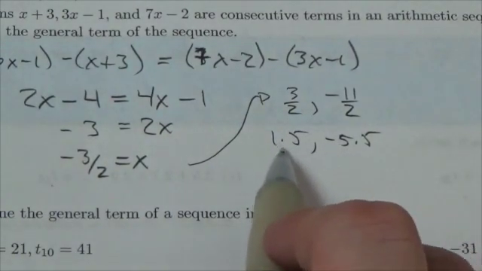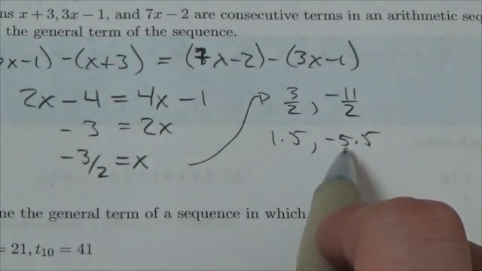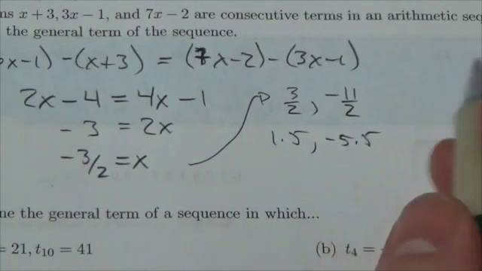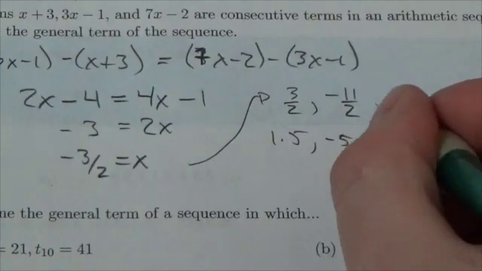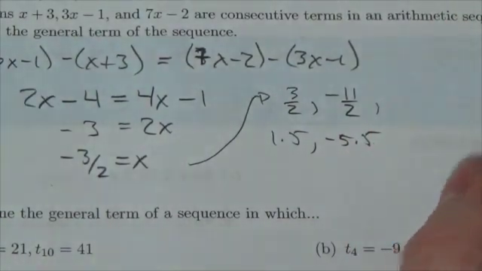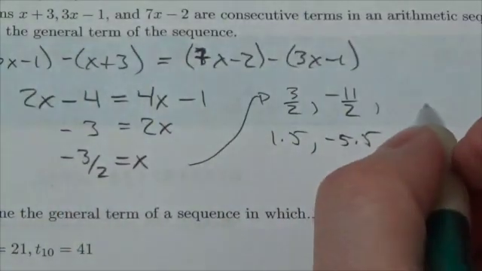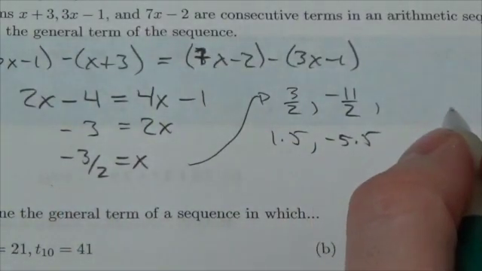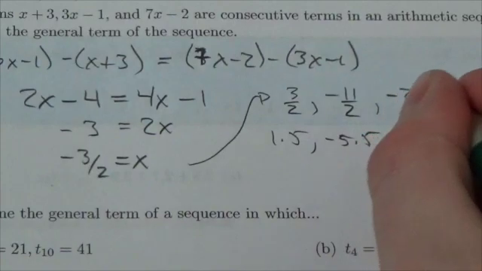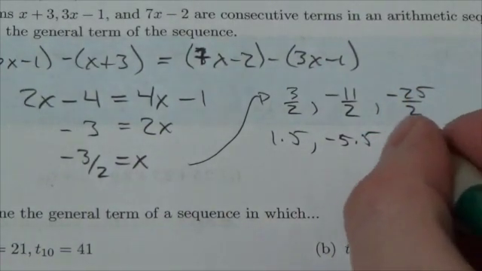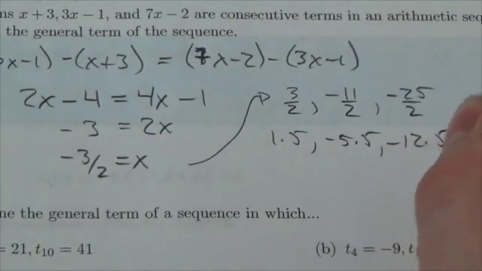Now, notice what's going on here. To go from 1.5 to negative 5.5, let's just think about what happened there. And we'll come back to that in a second. The next one is going to be 7 times negative 3 divided by 2 minus 2, which is negative 25 over 2. And again as a decimal, that's negative 12.5.